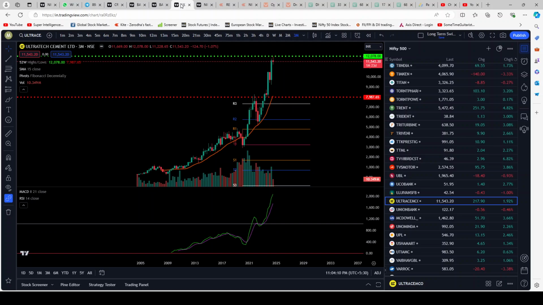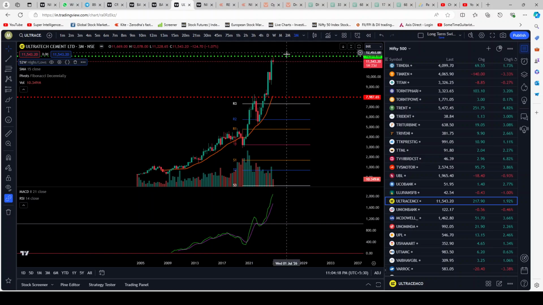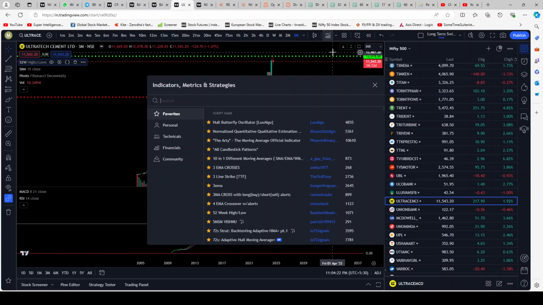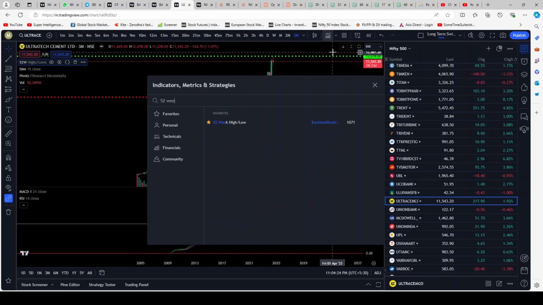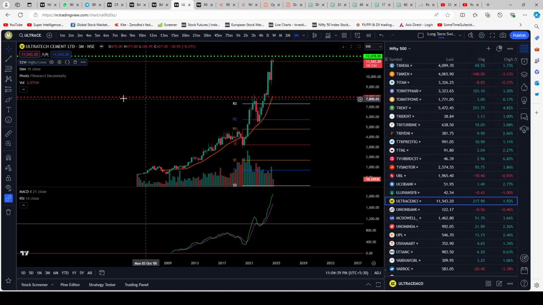So the indicators that we'll be using, the first indicator is the 52-week high and low. There's nothing special about this. I think I've only changed the high and low color. Apart from that, nothing else. You can just type in 52-week high and low and this will come up. Just click on that and it'll show you the 52-week high and low. Save it to your favorites by clicking the star button. So it basically does nothing.